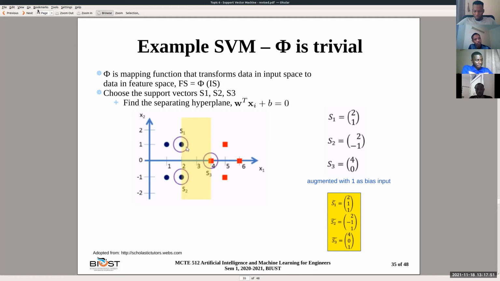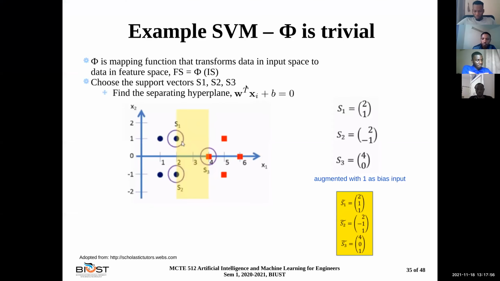We are saying that for linearly separable data, the phi, or the function that maps the input space into the feature space, or the kernel, sometimes people call it kernel, is trivial. So why is it trivial?